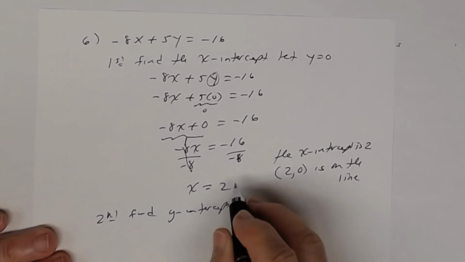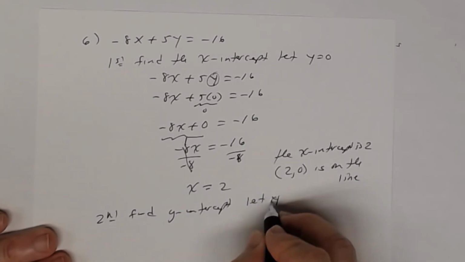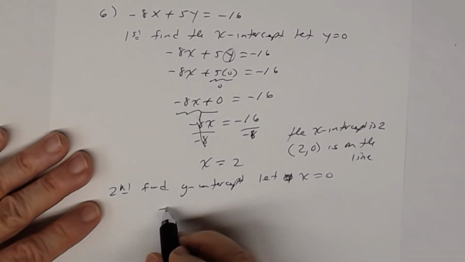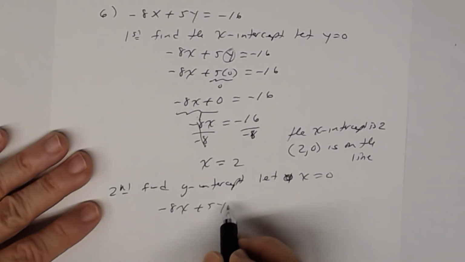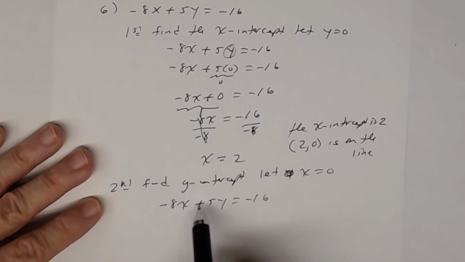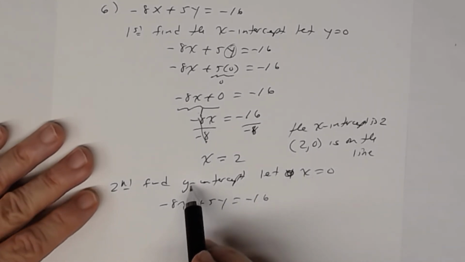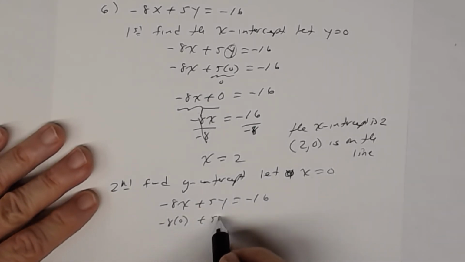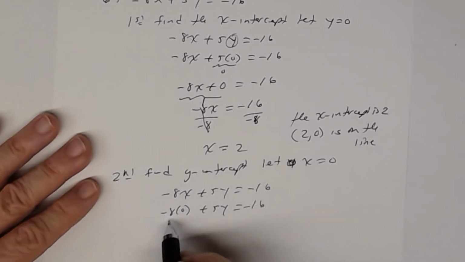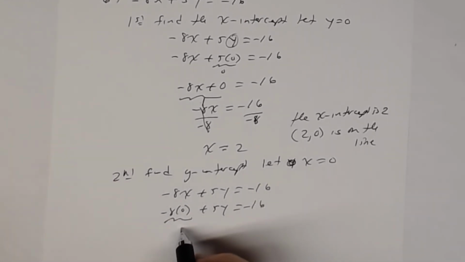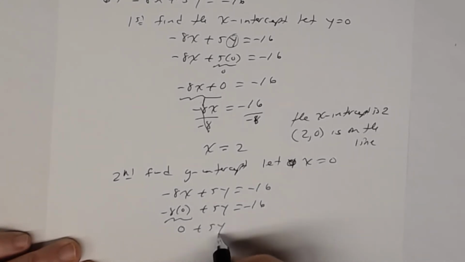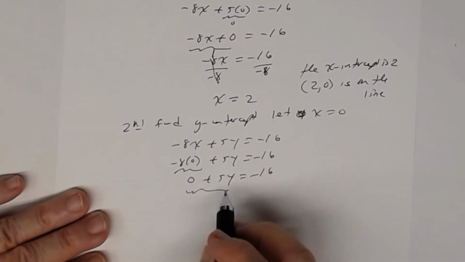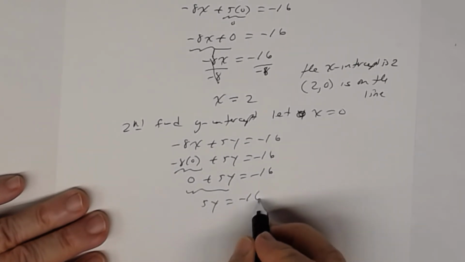All right, now, second thing you're going to do is find the y-intercept. Now remember, to find the y-intercept, you're going to let x equal 0, right? So let me go ahead and write the equation, negative 8x plus 5y equal negative 16. And in place of x, you're going to substitute 0. So negative 8 times 0 plus 5y equal negative 16. Negative 8 times 0 is 0. And so 0 plus 5y equal negative 16. Notice the steps. 0 plus 5y is 5y equal negative 16.